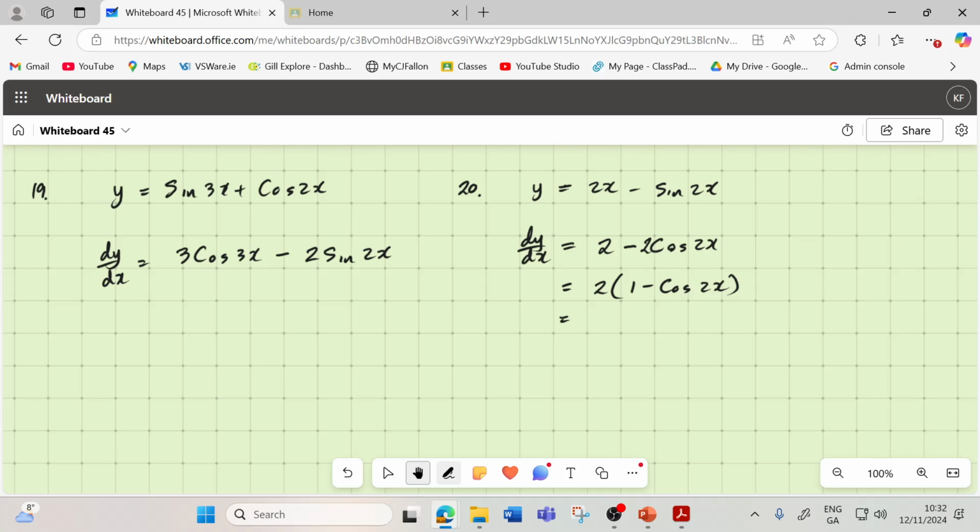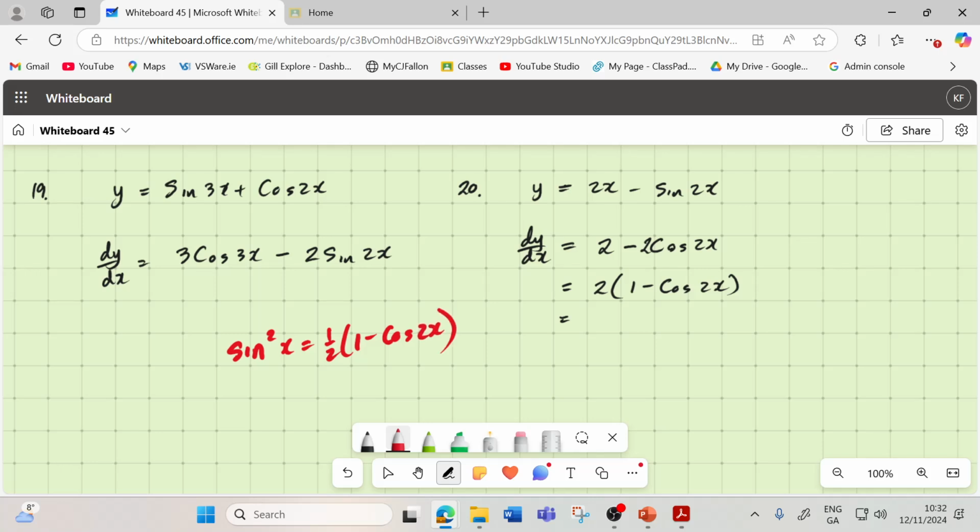So from the log tables, sine squared x equals half of 1 minus cos 2x. So it is half of it. You're looking at 2x. So the sine squared x equals half of 1 minus cos 2x. So next is 1 minus cos 2x that you're looking at.